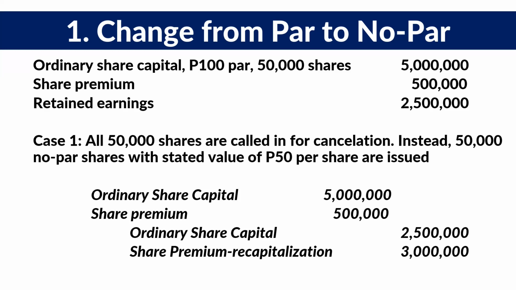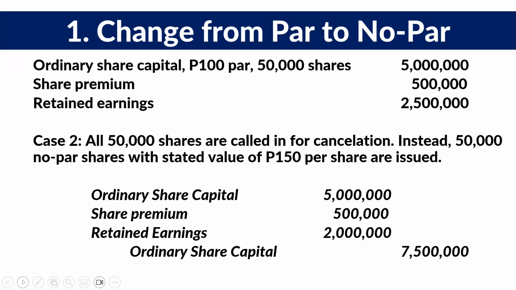So for case 2, ito naman yung nangyari. So what if yung lahat ng 50,000 shares ay kinol in for cancellation, and instead, mag-i-issue na lang siya ng 150 na stated value na share or no par value na share. So in that case, mas malaki yung ating stated value na 150 compared sa ating par value, which is only 100. So sobra na 50 pesos each, no?